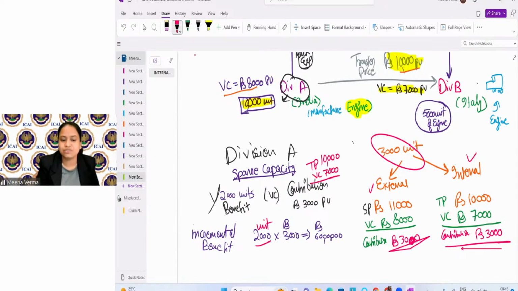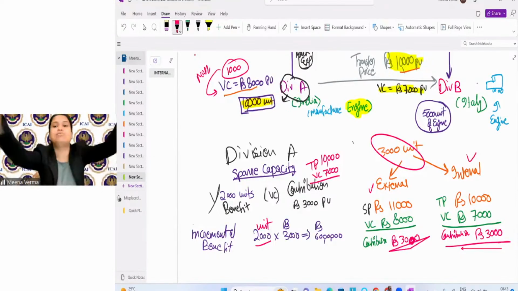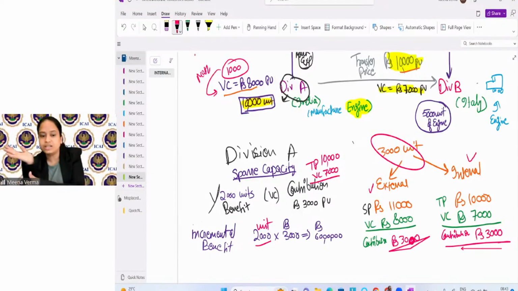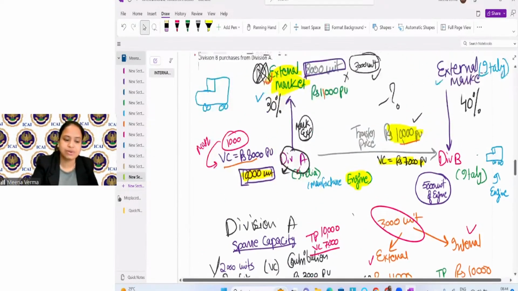Why are you not considering 8,000, ma'am? Because in the variable cost, 1,000 is for marketing and advertisement. So you will incur the marketing expense when you sell it in the market. But when you are transferring internally, within the same organization, you will not incur marketing expenses. So variable cost will be 7,000, and 3,000 will be the increase in contribution earned by Division A. This is the incremental benefit to Division A.